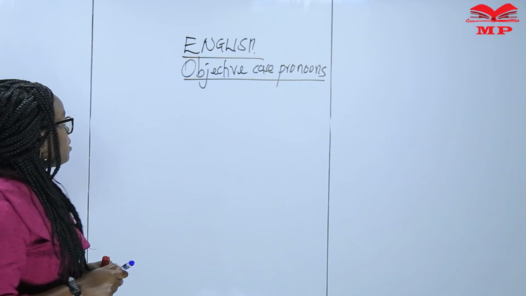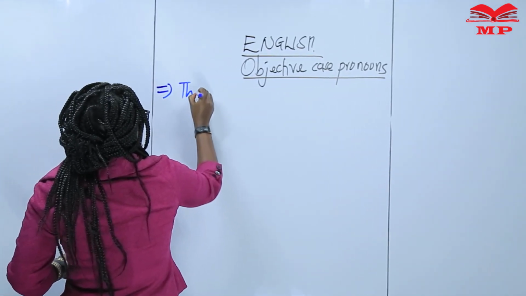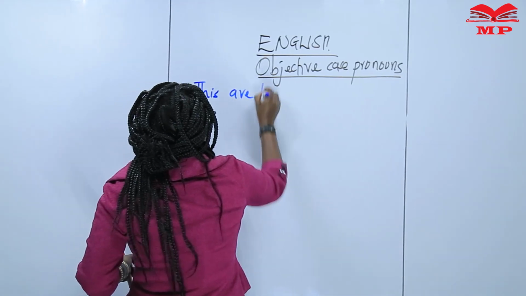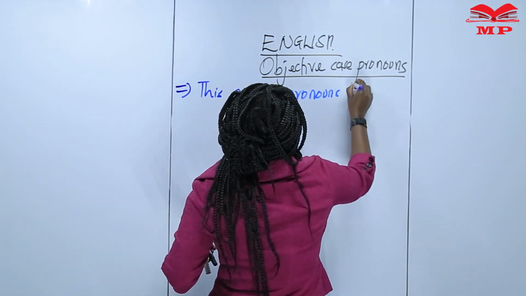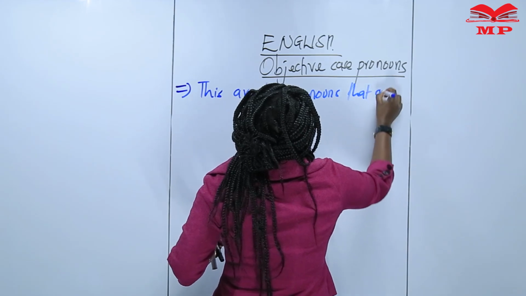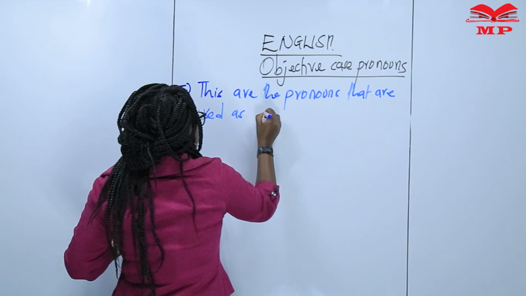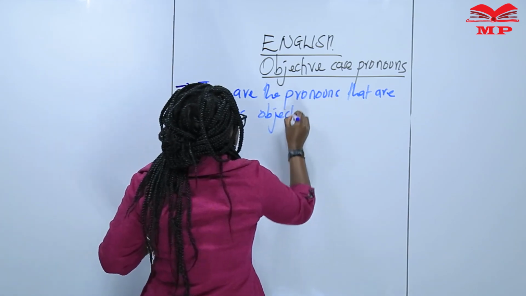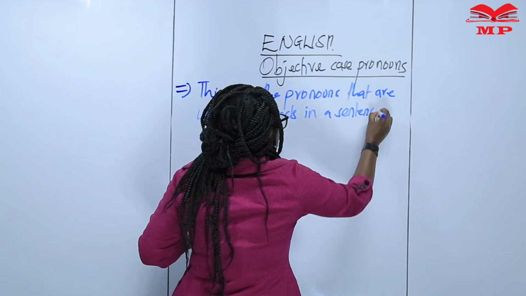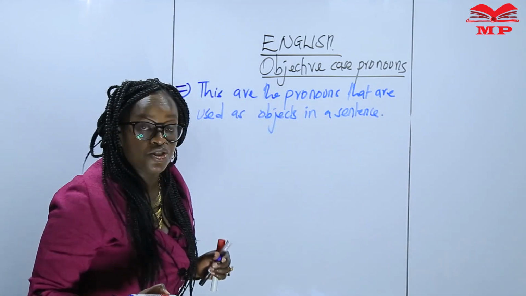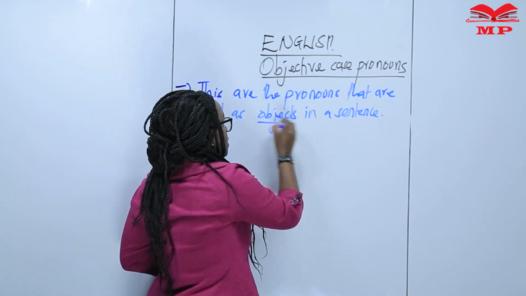As I've already mentioned, these are the pronouns that are used as objects in a sentence. Then this brings us to the question of what is an object in a sentence.